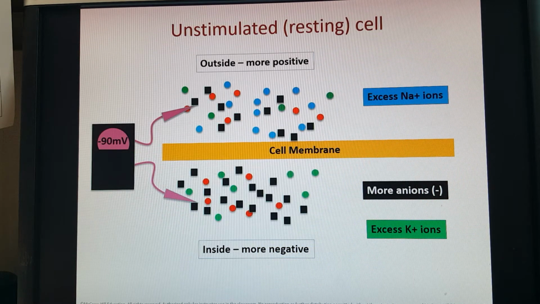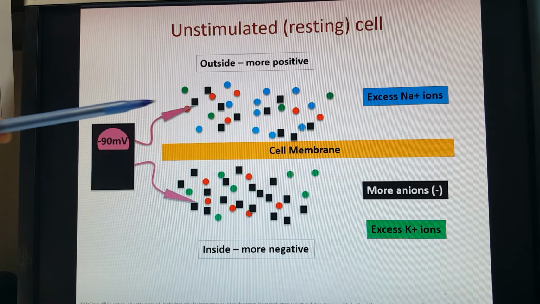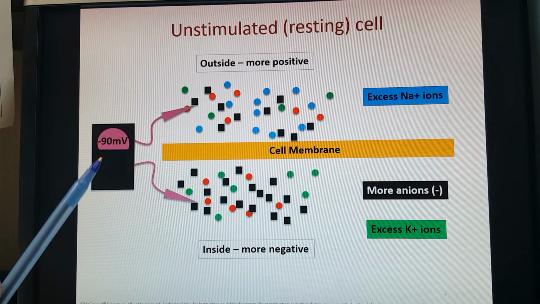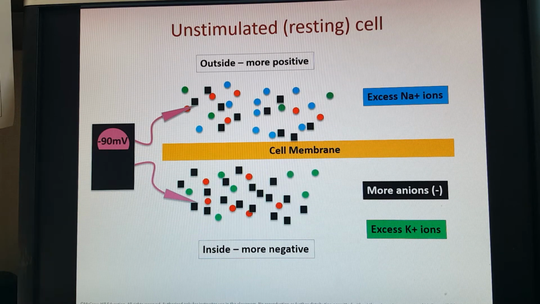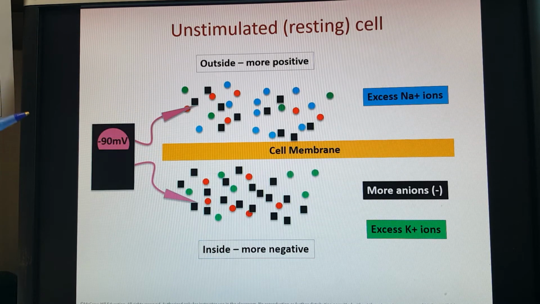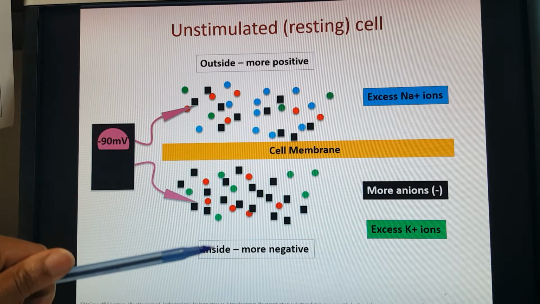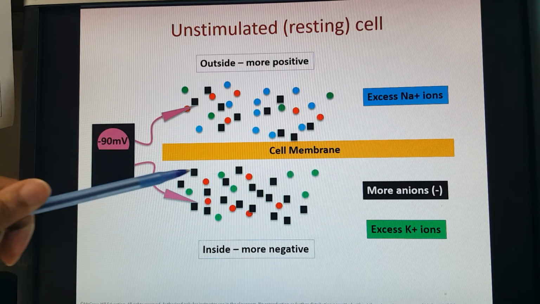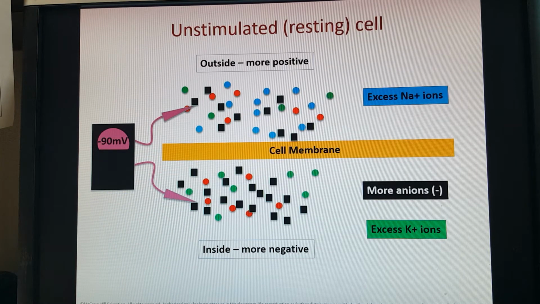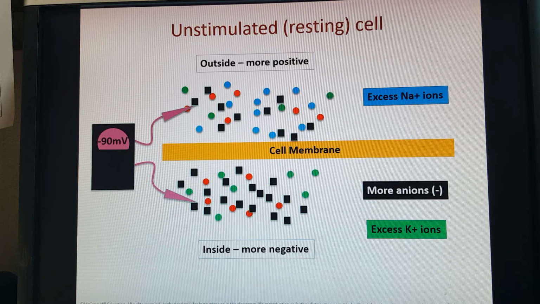Okay, so in an unstimulated cell, if I took electrodes and placed one on the outside and one on the inside of the cell, I have a recording of negative 90 millivolts. So what causes this difference? We have an excess of sodium ions on the outside, again, due to that sodium-potassium pump. And also because of that pump, we have more potassium ions on the inside. Remember that you have to use energy in order to set up this gradient.